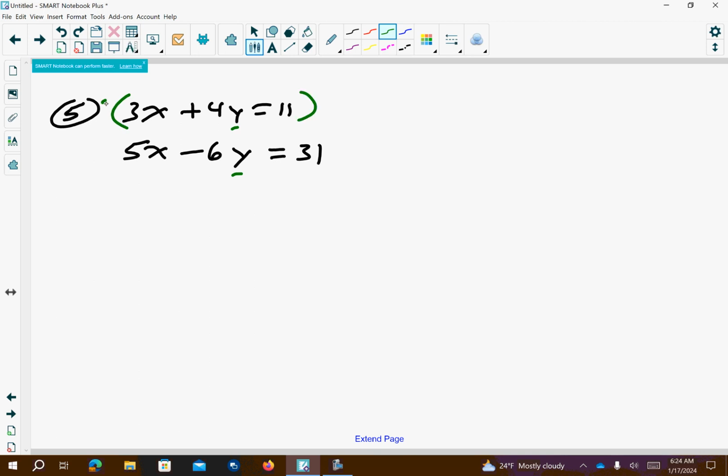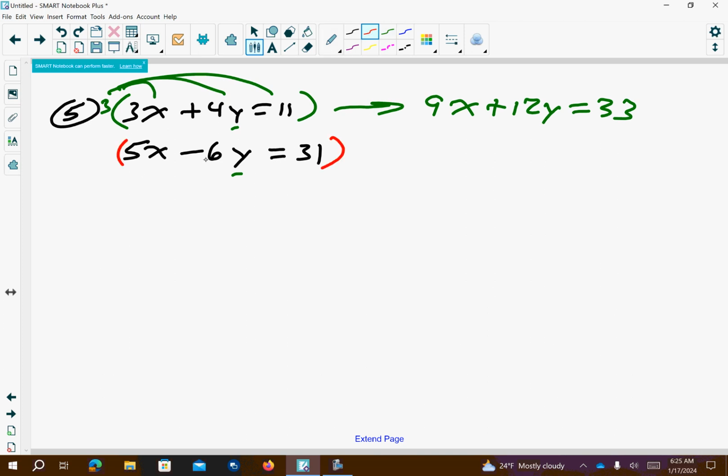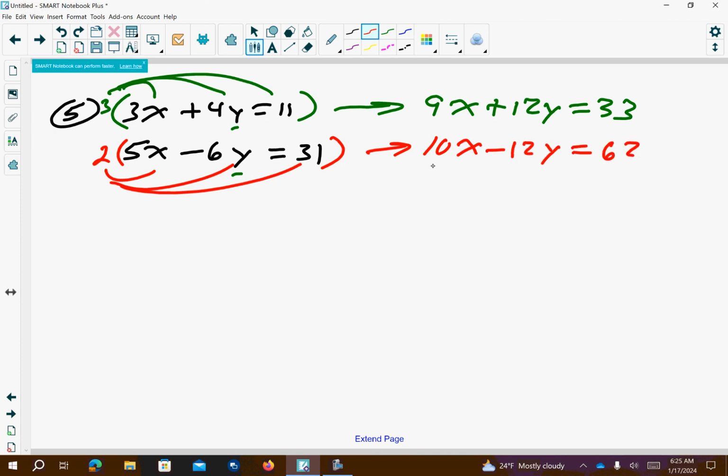So I'm going to multiply the whole top by 3. I'll distribute a 3 over the whole top equation. That gives me 9x plus 12y is equal to 33. And then on the bottom equation, remember, I'm trying to get the y value to be 12, or negative 12 in this case. So if I distribute 2 over that, I'm going to get 10x plus 12y is equal to 62.